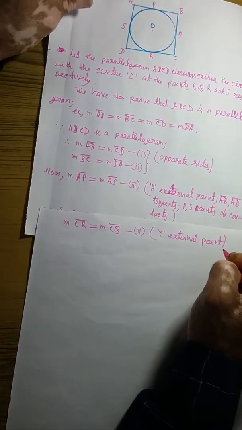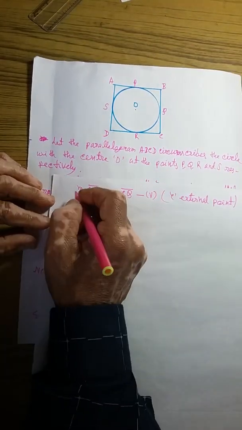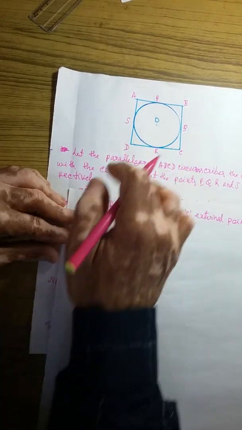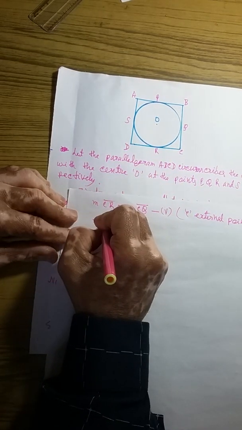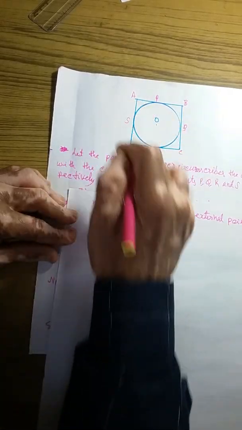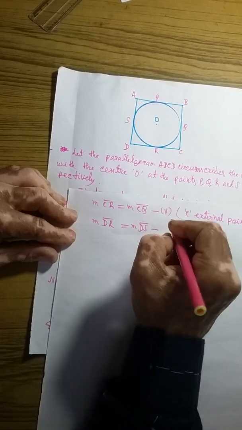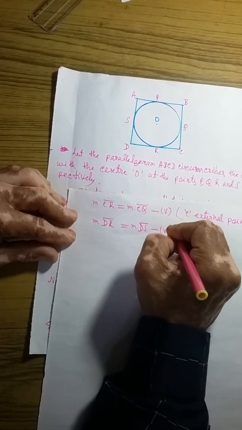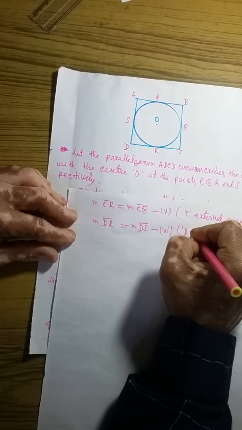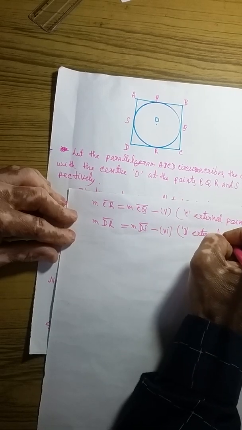After this, write measure of DR is equal to measure of DS. Let us name this relation as 6. Write within bracket, D external point.